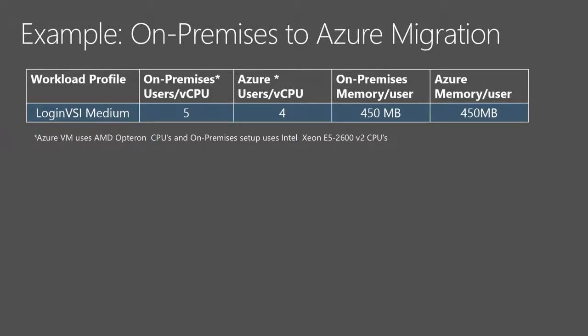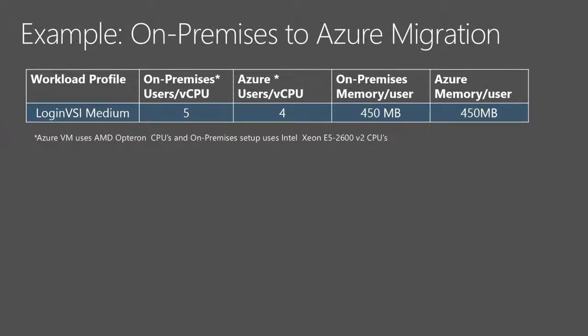What should I plan for? Well, we ran these same measurements against some deployments up in Azure. Exact same tools, Login VSI 4.0, right? And this is what we saw. On-prem, you remember we saw, this is the medium workload, 5 users per vCPU. In the case of where we tested in Azure, we saw 4.